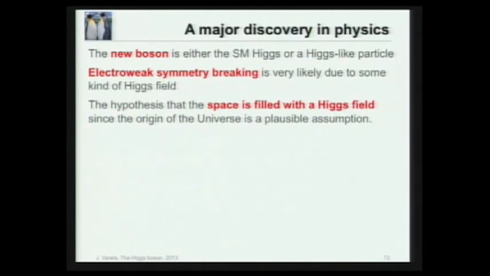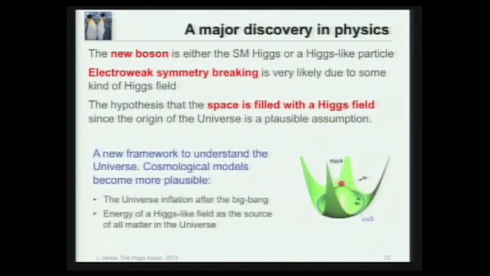This new boson is either a Standard Model Higgs or a Higgs-like particle in any case. So the electroweak symmetry breaking is very likely due to some kind of Higgs field. All this agreement between model and experiment points in that direction. So the hypothesis that space is filled with the Higgs field since the origin of the universe is a plausible assumption. So I think that we now have a new framework to understand the universe, and in particular some cosmological models that Seth told you about become more plausible.